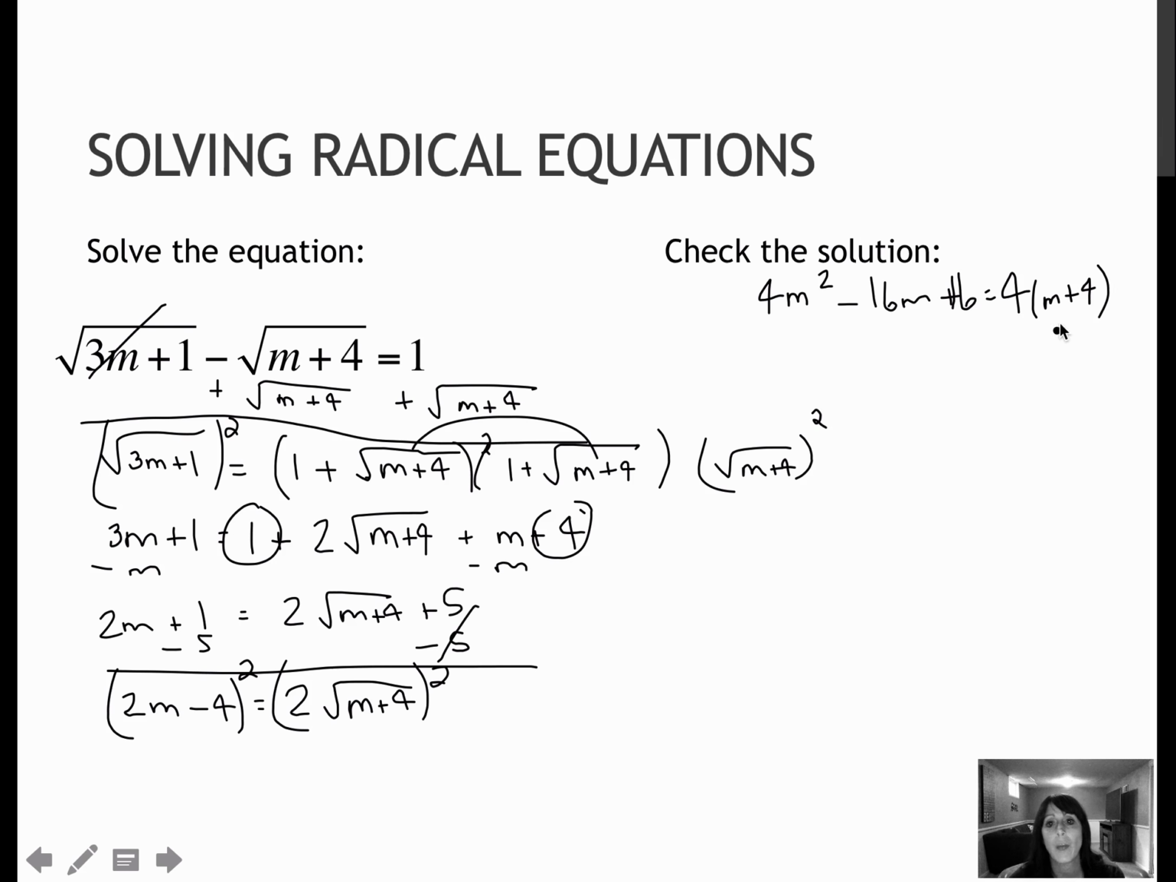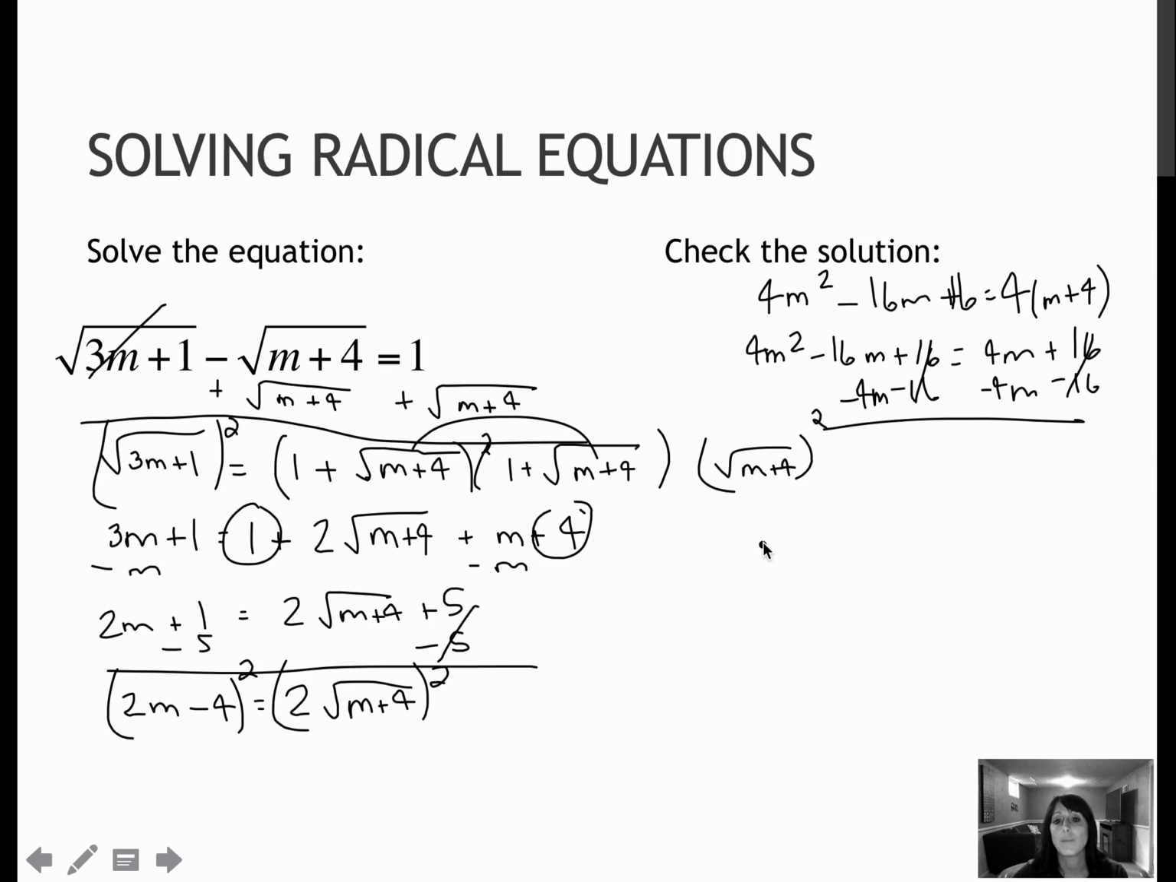So now all of the radicals are gone, but I've got a lot going on still. That leaves me with 4m squared minus 16m plus 16 on the left, and then 4m plus 16 on the right. I'm going to subtract 16 from each side, which is going to make them go away on each side. And I'm also going to subtract 4m.